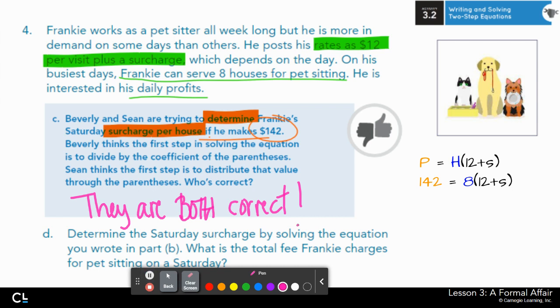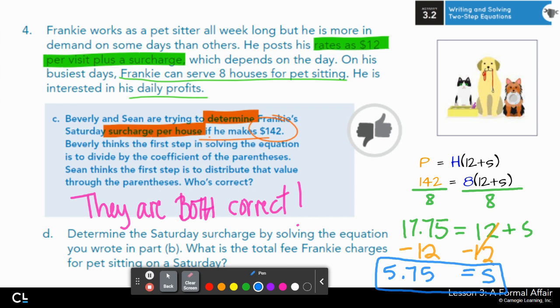And in part D, using that total profit of $142, you were to place it in your equation to figure out what the surcharge fee is. You should have gotten, and here's my work shown. I divided both sides by 8. I got $17.75 is equal to 12 plus S for the surcharge. And then I subtracted 12 from both sides to find that $5.75 is the surcharge that Frankie charges. If you need a second to get these notes down, go ahead and pause here.